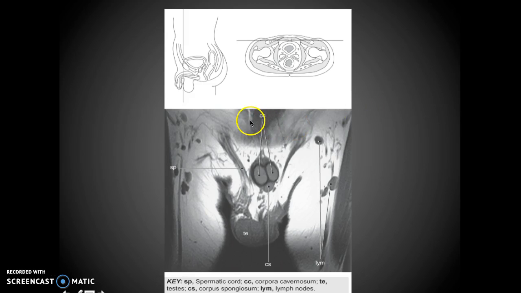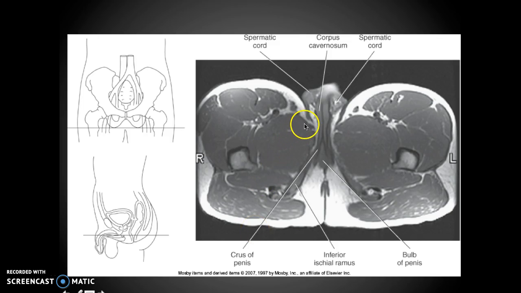So here we are. This is your corpus cavernosum on either side with your corpus spongiosum here in the middle. These are lymph nodes, all those, and this is your spermatic cord coming down bilaterally. These are your testes down here. On T1, this is your spermatic cord, and on both sides you have your corpus cavernosum. This is the bulb of your penis and your crus of your penis.